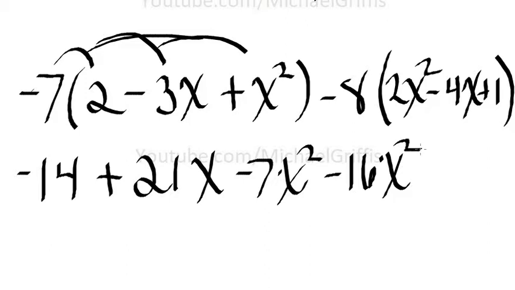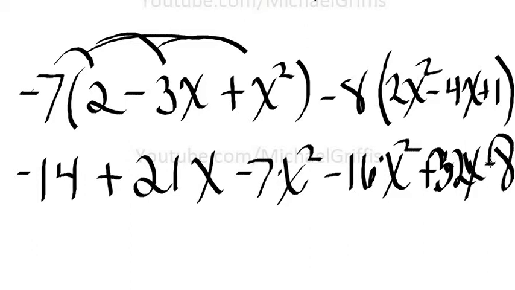Negative 8 times negative 4x leaves us with a plus 32x, and I've run out of room. And then minus 8 at the end. Minus 8 times 1.